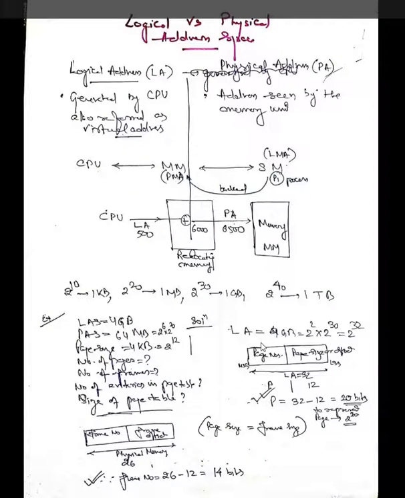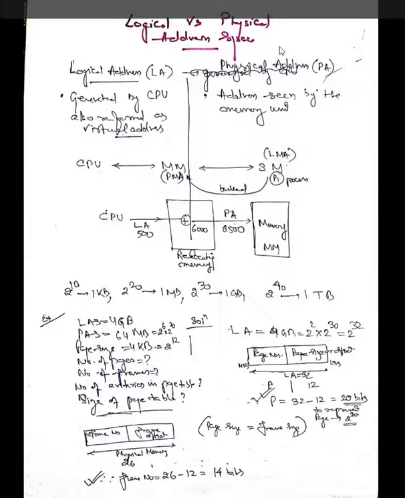Now let's look across the logical and physical address. Now what exactly is the logical address? A logical address is generated by the CPU while a program is running, and we term it a virtual address, and it does not exist physically. Actually, the logical address is a virtual address, but it does not exist physically, and it is known as a virtual address.